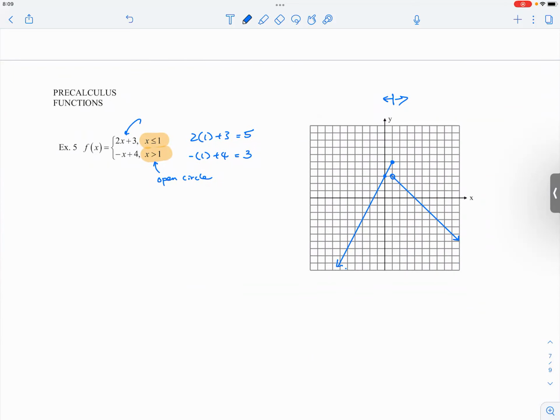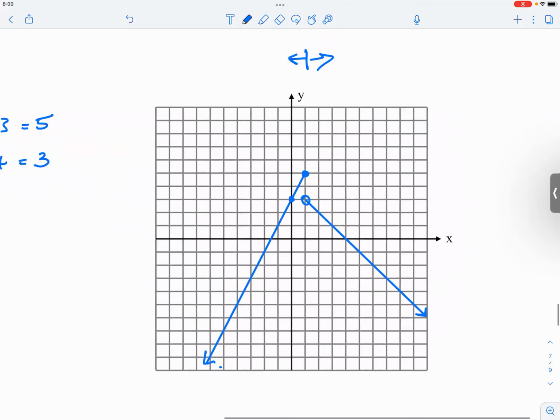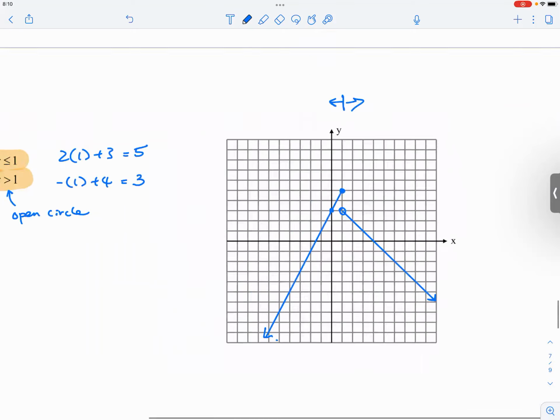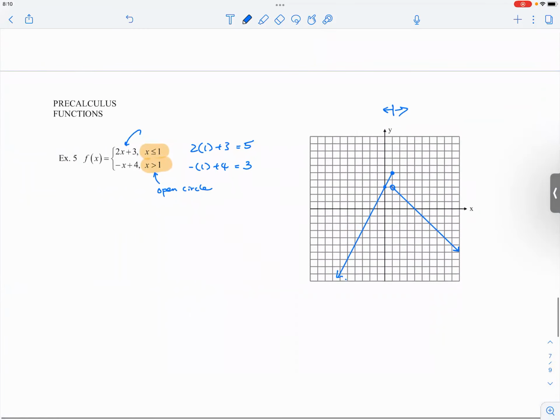Okay, again, you have different regions. X is less than or equal to 1. X is greater than 1. Okay, make sure you know when to use the open circle, when to use a closed circle. And this is as easy as it can get. We are just asking you for a linear function. And guess what's going to happen? We are going to get to something more challenging, not just linear function.